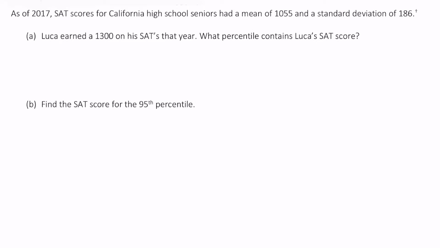Well, we need to begin by computing his Z-score. So Z is equal to our data value minus the mean over the standard deviation. So we have 1300 minus 1055 divided by 186. And that gives us a Z-score of 1.32.